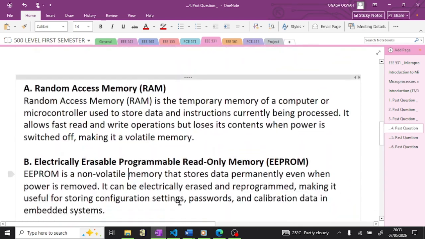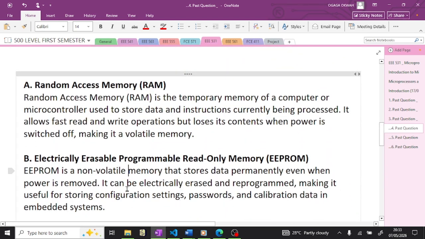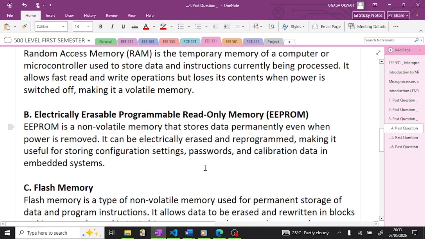Think of it. If you have two memories, one that loses its data when power goes off, and one that retains its data when power goes off, and you want to save things like configuration and passwords, you save them in where? EEPROM.